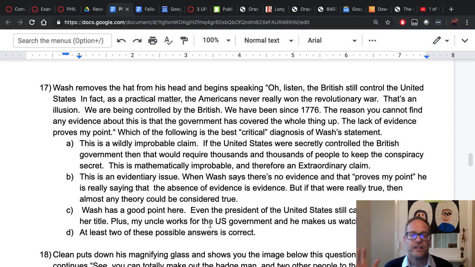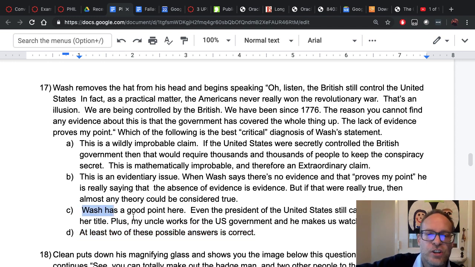So what I'm asking there is, how would a critical thinker think about this? All right, so this is one of these ones where we have an option that says at least 2 of these are correct. So let's see if we can eliminate a bad answer between A, B, and C and then narrow down between the other 2 and see if they both work.